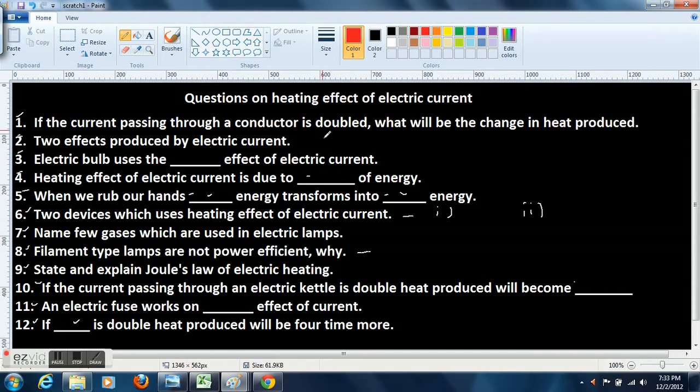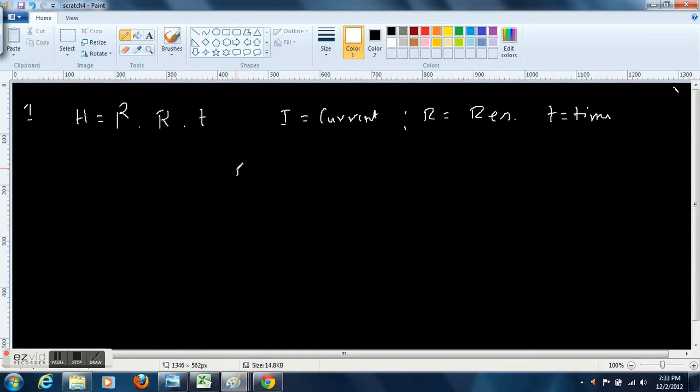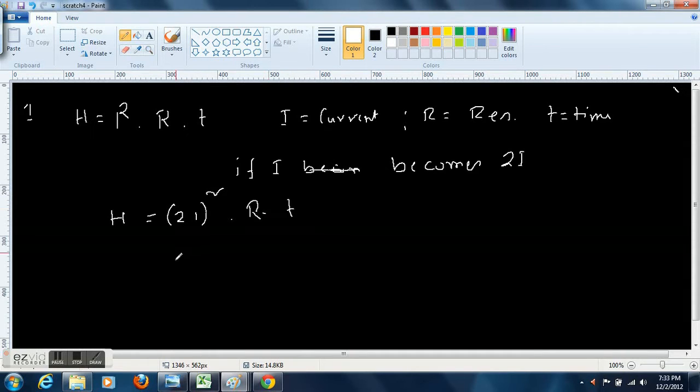So now, if the current is doubled, that means I becomes 2I. Then heat produced will become 2I whole square into R into T. That means it will become 4 into I square into R into T. That means heat produced will become 4 times more. So if the current is doubled, heat produced will be 4 times more.